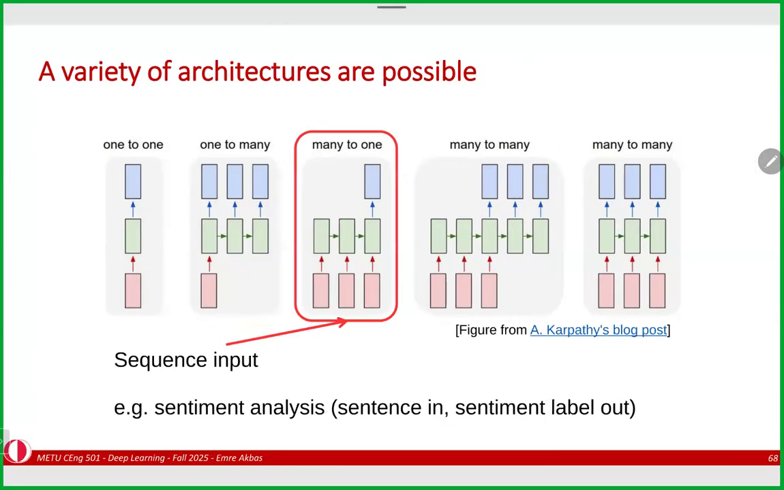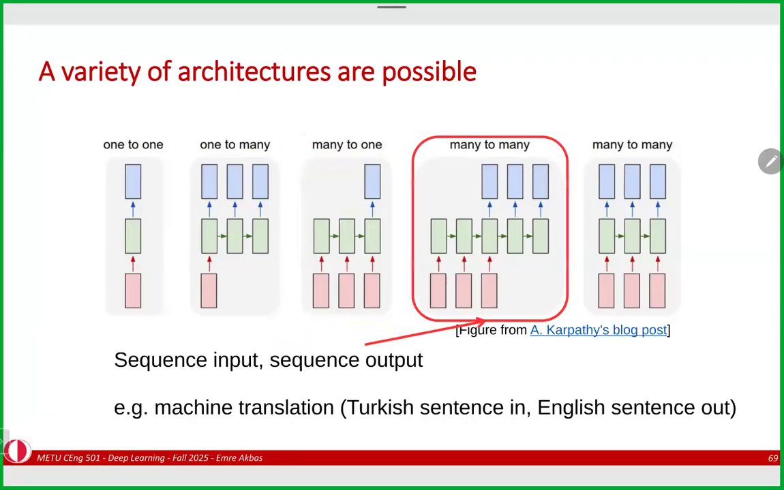Many to one, you can have a sequence input, for example, a sentence in or a paragraph in, and the label out, sentiment label. This is done using Twitter analysis, for example. If a tweet is a positive or a negative thing, happy or sad, I don't know. But an arbitrary length of words in, just one thing out, a label is out, many to one. You can implement an RNN to do that.